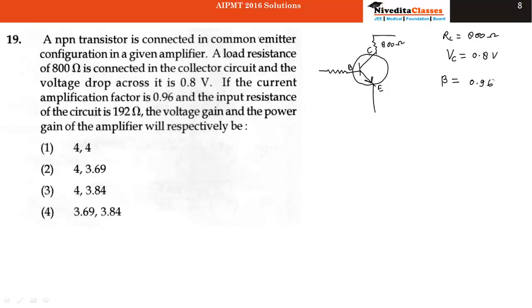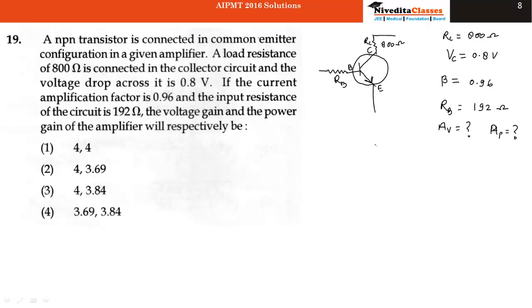and this is unitless, this is the ratio of the currents, and the input resistance of the circuit is 192. And what is input here? This is RB, base resistance, and this was collector resistance RC. Then RB is given 192 ohm. It is required to find out the voltage gain and power gain. Voltage gain is written by AV, what we have to find, and power gain is written by AP.